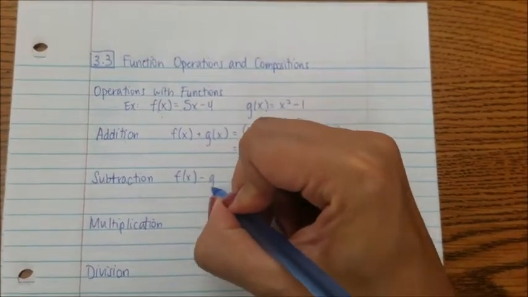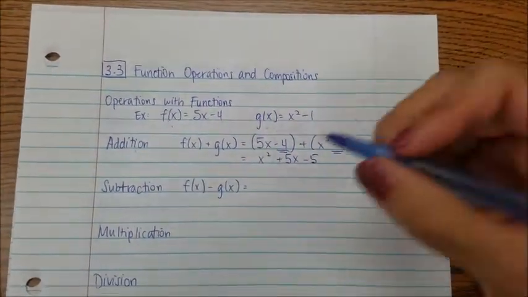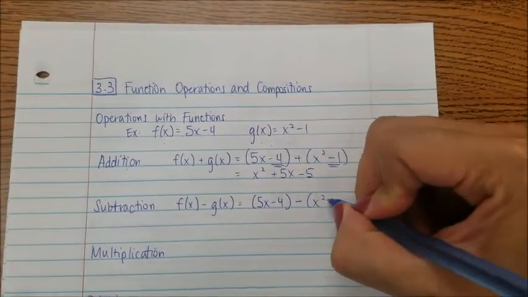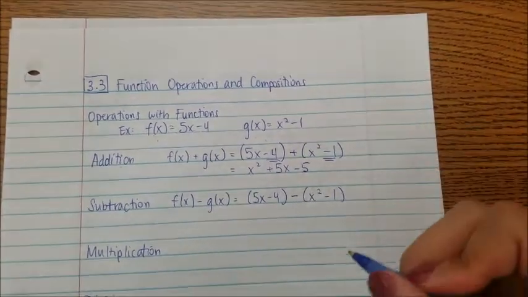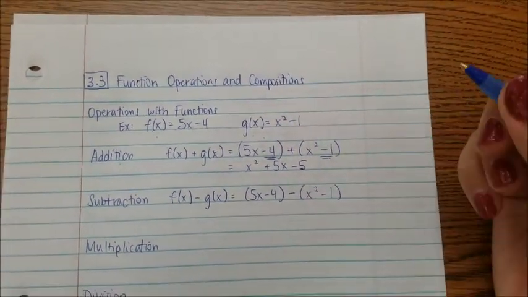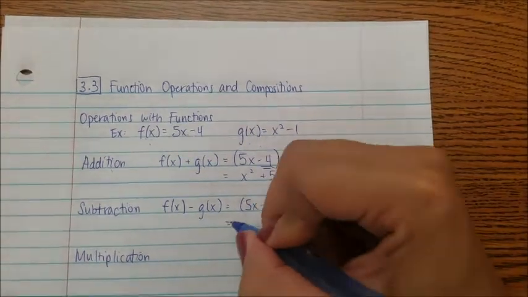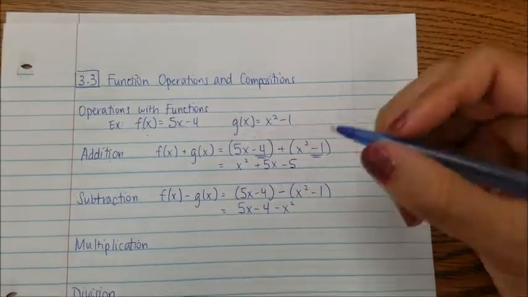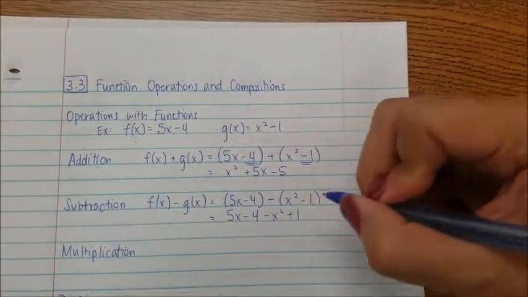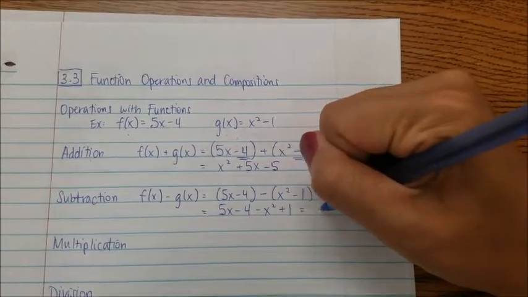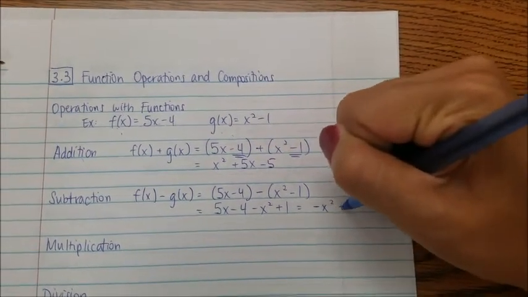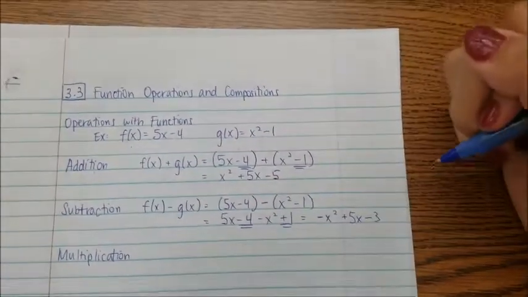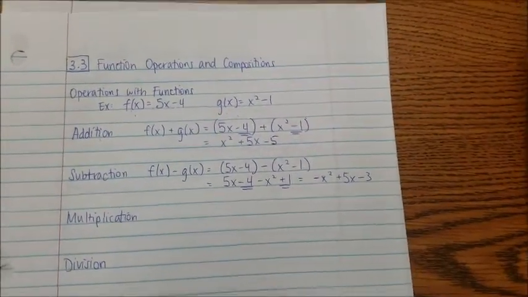Subtraction is similar. The only thing with subtraction is you have to remember to distribute your negative. I still see you guys kind of messing that up sometimes. So anytime you see the subtraction sign there, make sure you are distributing the negative to both those terms. Rewriting this while distributing the negative, we get 5x minus 4 minus x squared plus 1. Combining like terms, we have negative x squared plus 5x minus 3, because of that negative 4 and plus 1. So that's it for subtraction.